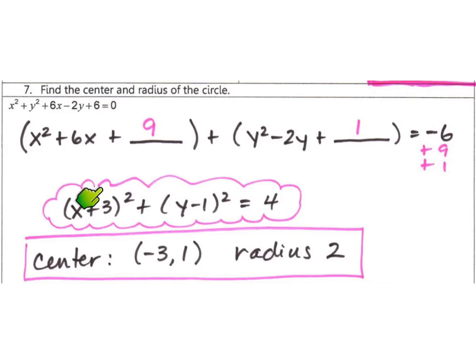And if you multiply this out, you get x squared plus 6x plus 9. And the same thing over here, I've got y squared minus 2y plus 1, which is a binomial squared, which is y minus 1 quantity squared. And over on the far right side, I've got negative 6 plus 9 plus 1, which gives me a grand total of 4. The center is, what are you subtracting from x? What are you subtracting from y? So it's a negative 3 and a 1. That's the center of the circle. This is the radius squared, so 4 is the radius squared, so the radius must be 2.